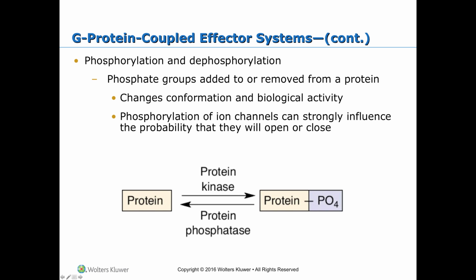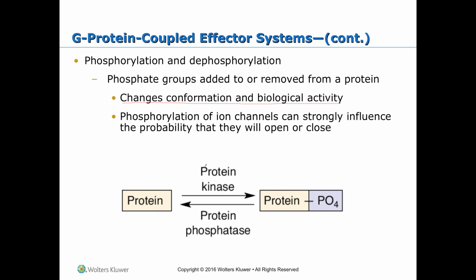So phosphorylation and dephosphorylation are very important ideas when it comes to protein activation. Phosphate groups can be added to or removed from proteins, and what this addition or taking away of phosphate does is it actually changes conformations and biological activities of these particular channels or proteins. So phosphorylation of ion channels can strongly influence the probability that they will open or close.